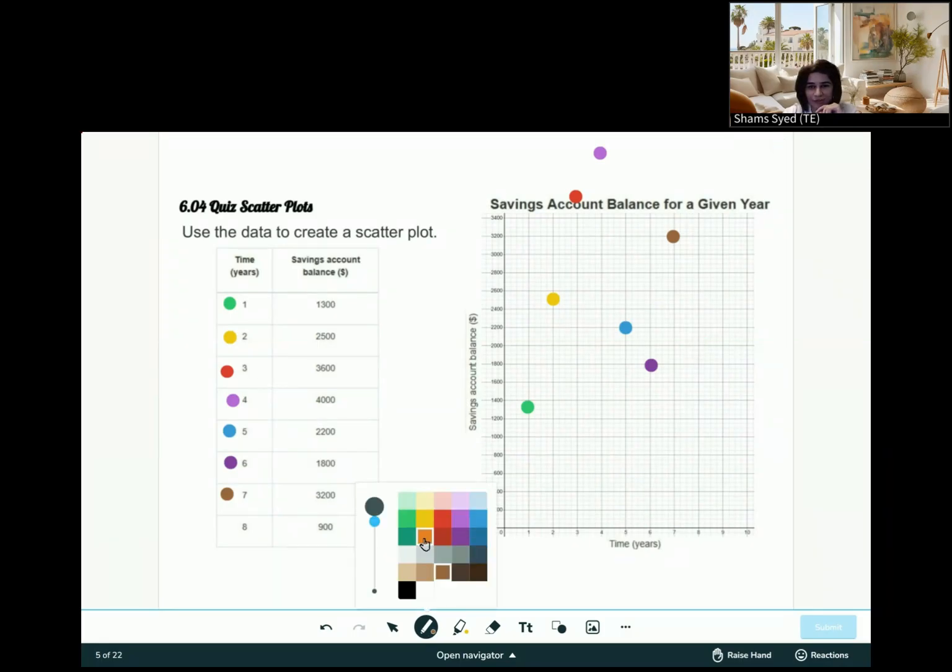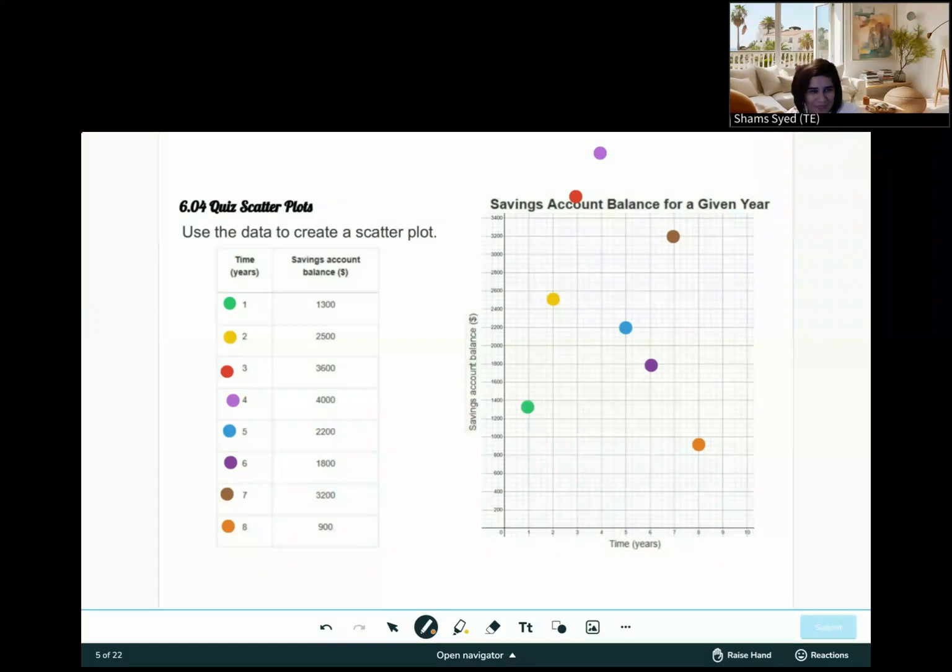And finally, let's pick a different color, an orange one. Time is 8. I'm going to go up 900 only. For 8, go up 900. 900 is between 800 and 1000. Nice, beautiful, colorful. You have a really nice, good scatter plot. Just a little practice putting points on scatter plots.